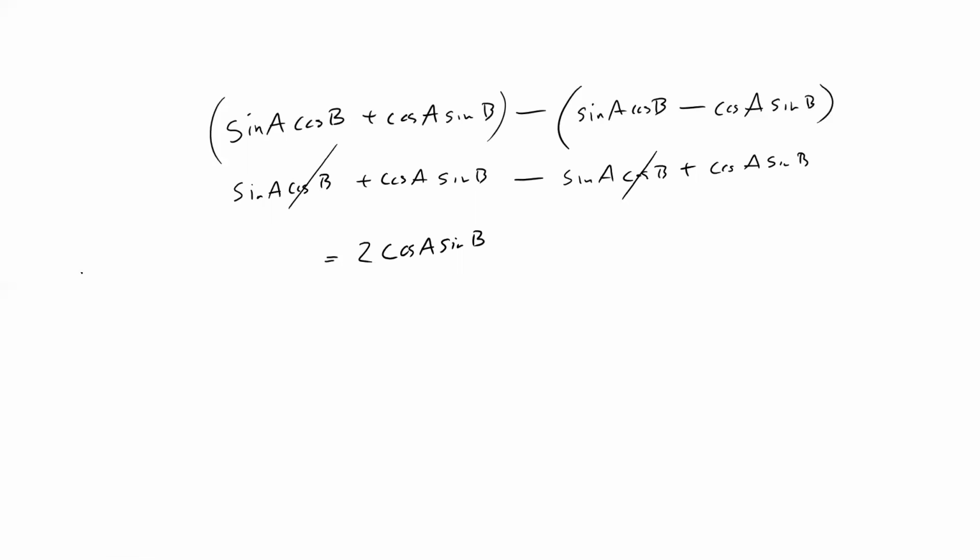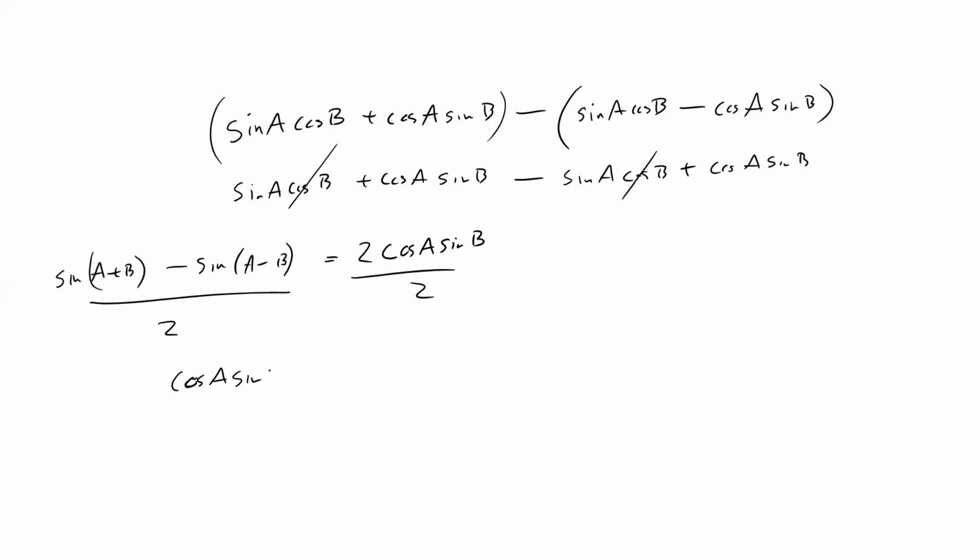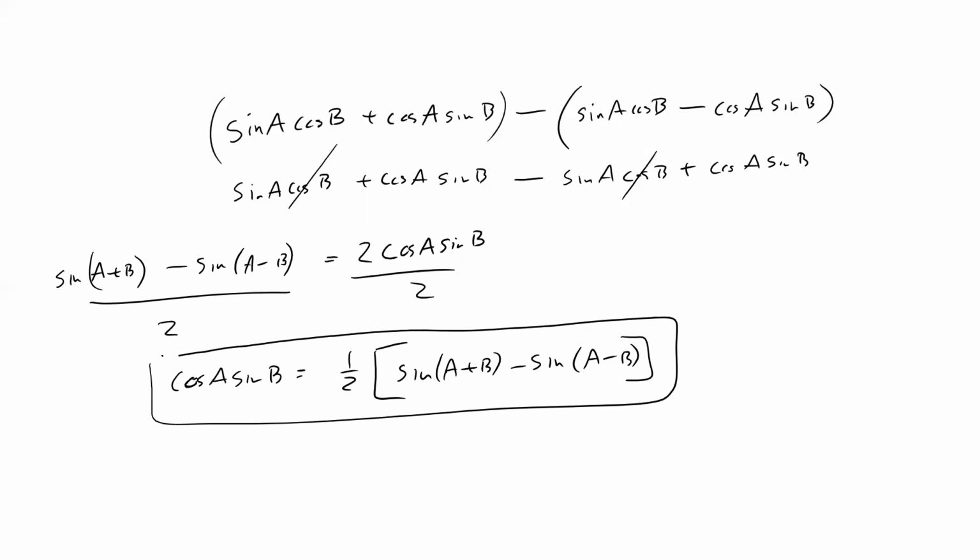And this is all equal to cosine of A sine B times 1/2. Okay, our third formula. Boom.